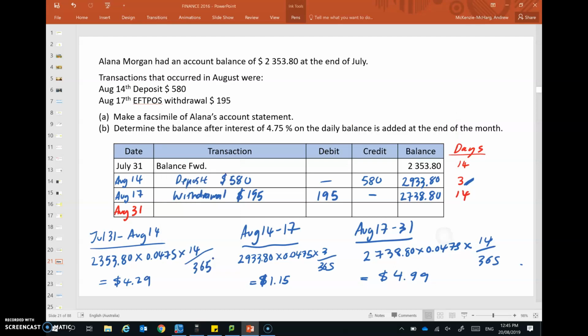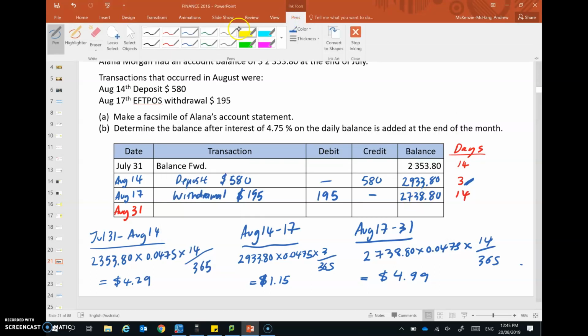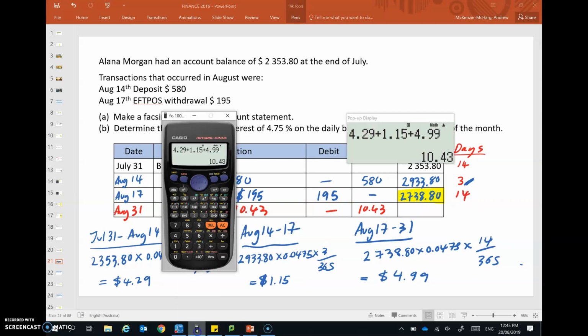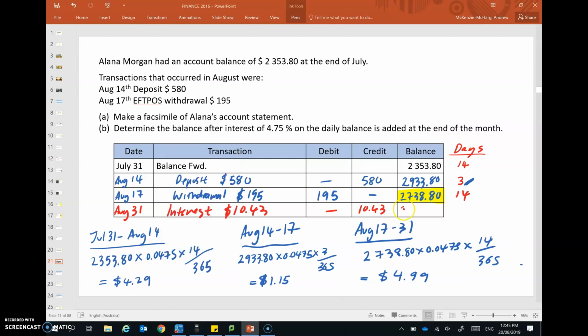Well, we add it to the last balance, so this one here. We're going to add it to that, and that's our interest paid forward. Interest of $10.43, which of course is a credit. So that amount plus that final balance, $2,738.80, gives $2,749.23. That is the final amount in the account when the interest is added on.